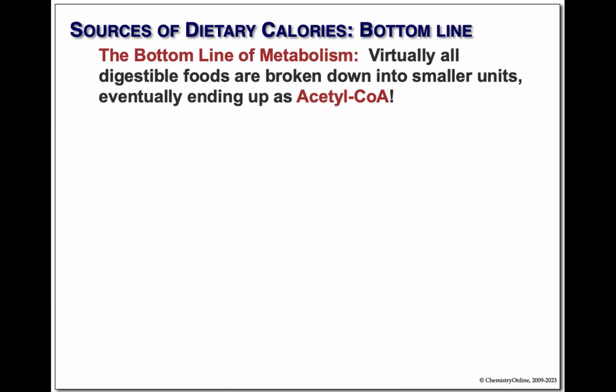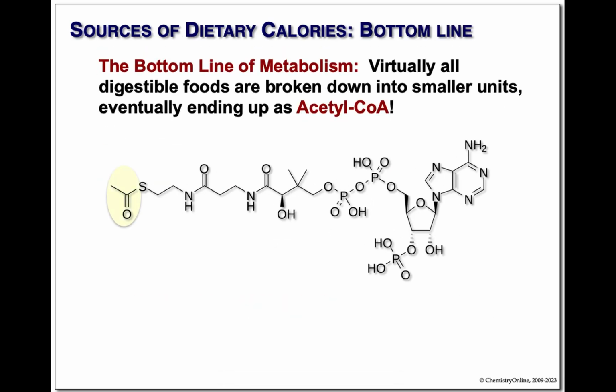A one-slide version of all metabolism. When you eat something, the digestible parts are broken down into this molecule. The carbons from it are these two on the end. This is the carrier CoA. In order to do metabolism, you must convert your food into acetyl-CoA.